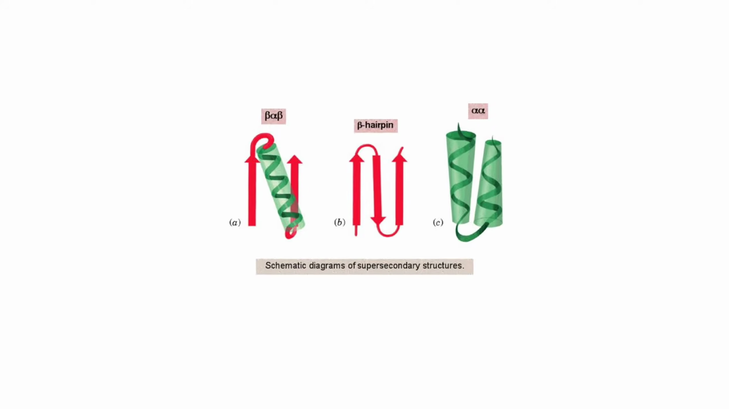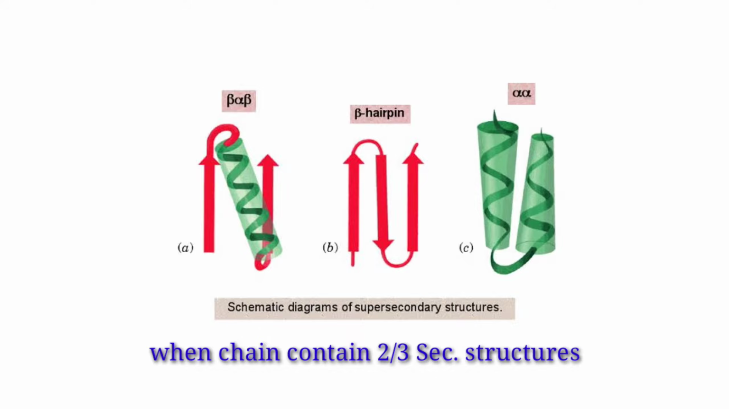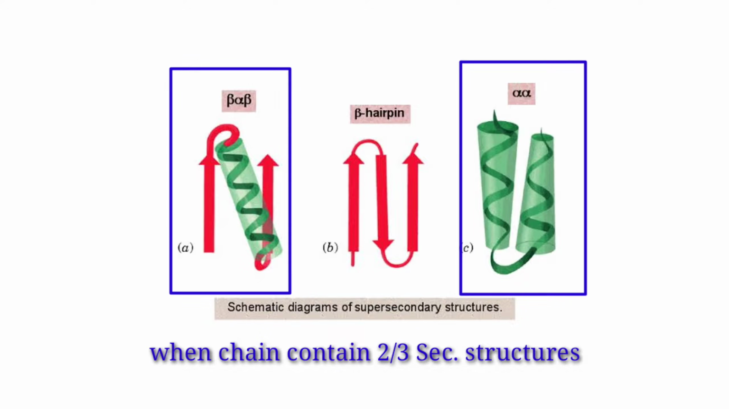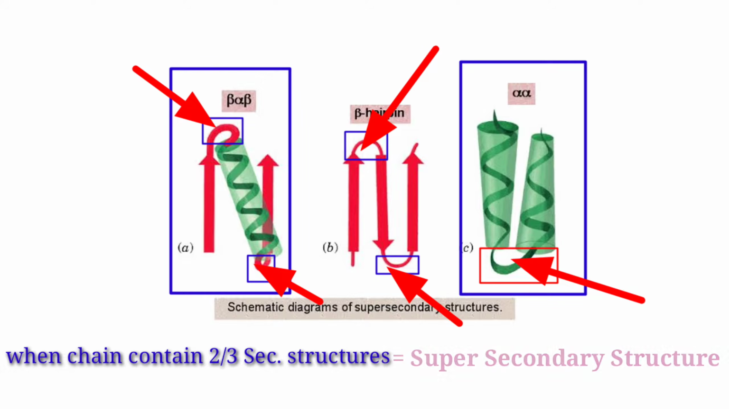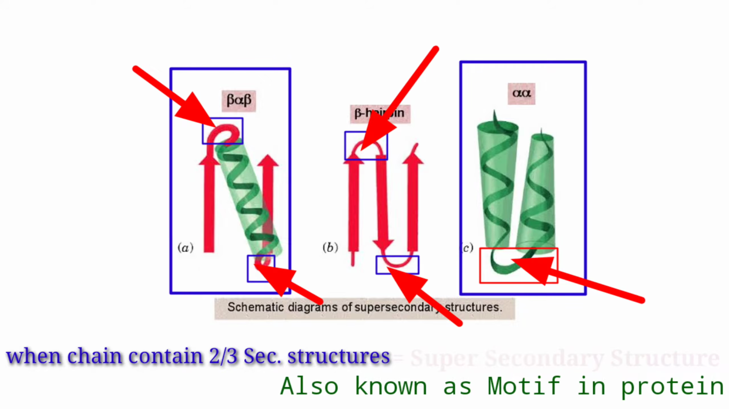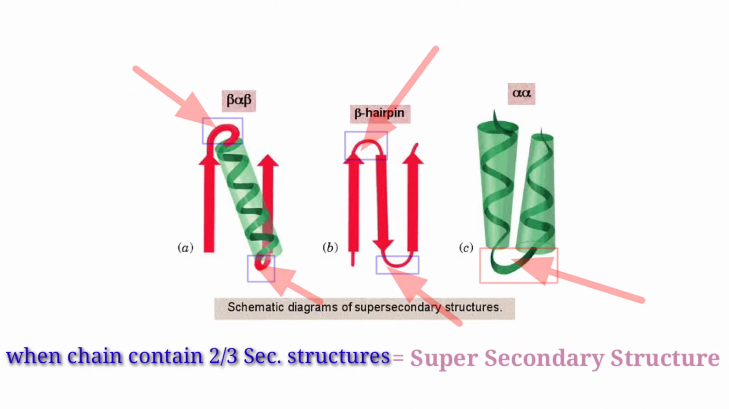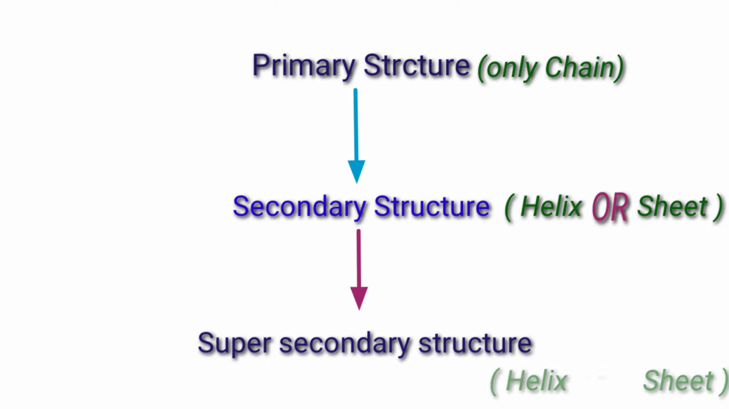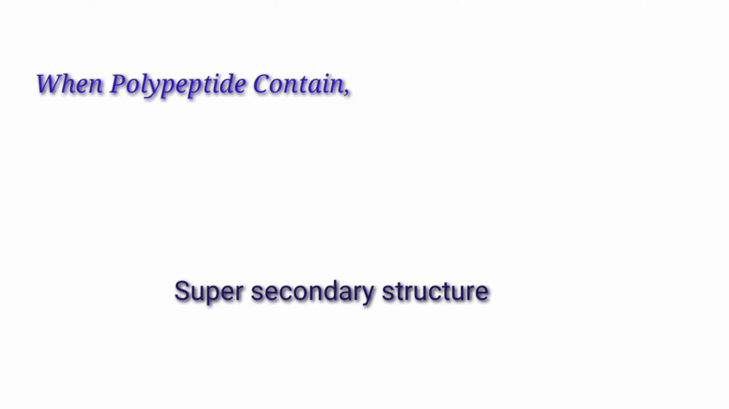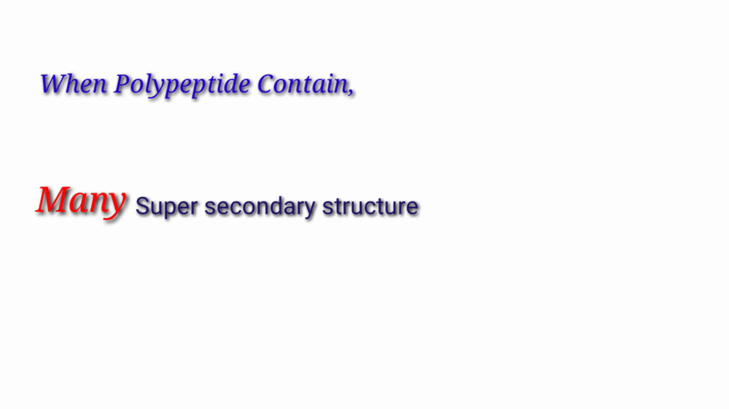When a polypeptide chain contains 2 secondary structures, either 2 alpha helices or alpha helix and beta sheet which are separated by a turn-like structure, then that overall structure is known as super secondary structure and often called a motif in protein. So we have primary structure, secondary structure and super secondary structures up till now. So when a polypeptide contains more than 2 super secondary structures, then the overall structure is known as tertiary structure.